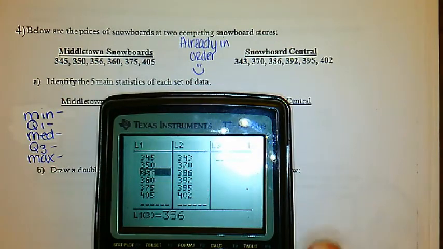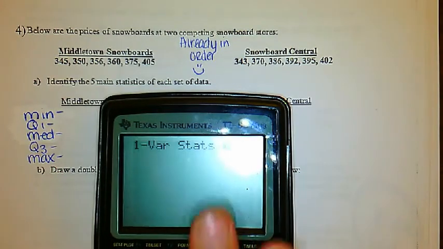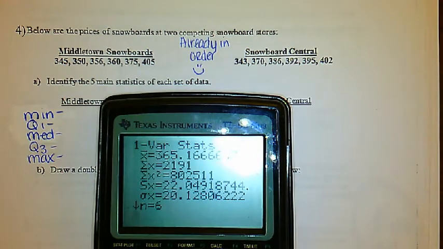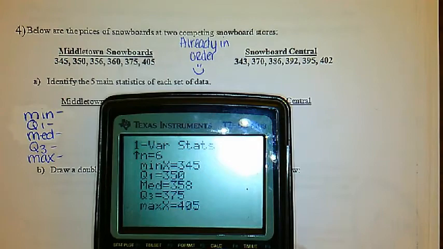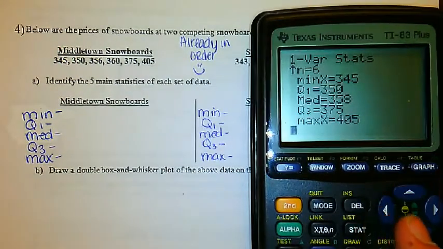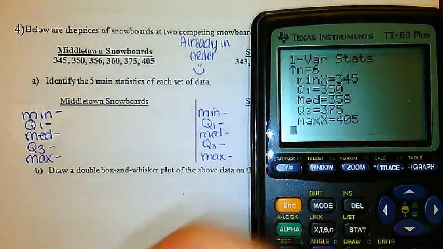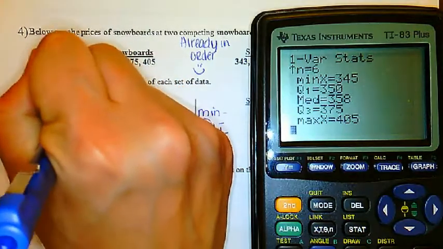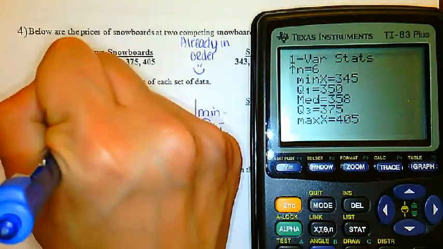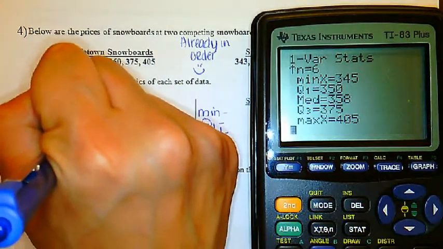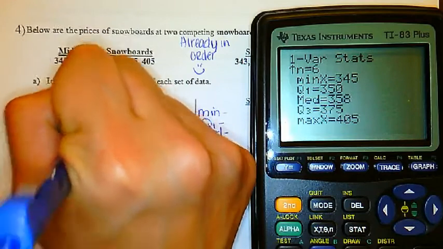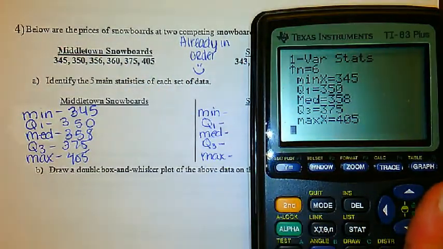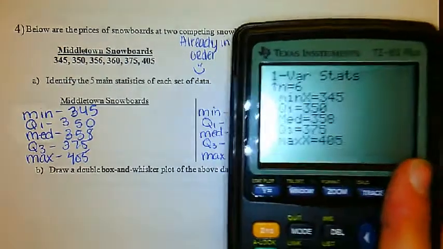Okay, so if I do stat, edit, stat, calc, one variable. First I'm going to do L1. So this will be Middletown Snowboards, and it will give me all of my values. Also, if you don't feel comfortable doing it this way and want to do it by hand, you can. So 345, 350, 358, 375, and 405.